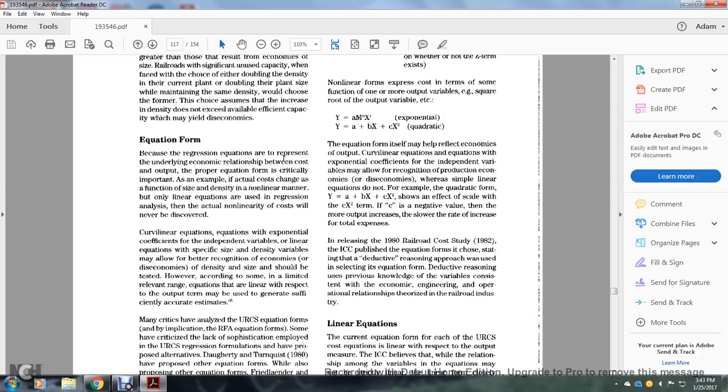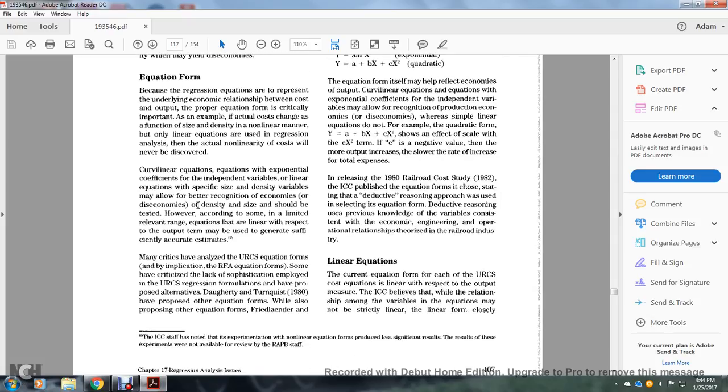The regression equation should represent the underlying economic relationship between output and cost, so the proper equation form is critically important. If the actual cost changes as a function of size and density in a nonlinear manner, but a linear equation is used in the regression analysis, the actual nonlinear cost will never be discovered. Nonlinear equations, equations with exponential coefficients on independent variables, and linear equations with separate size and density variables may allow better recognition of economies of density and size. They should be tested over the very limited relevant range of the equation, though similar to linear in respect to the output term, which may be generated if accurate estimates are to be obtained.